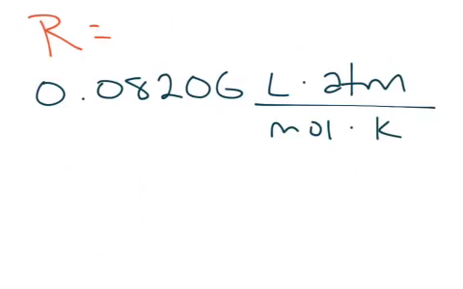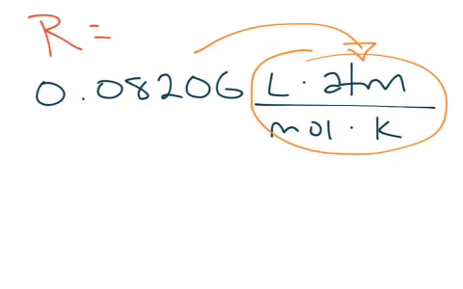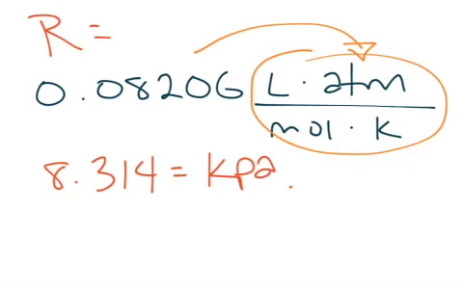Your options for the R constant: the one that they use the most is the one that matches with atmospheres. The R constant has all of the units in it. It's got liters, it's got a pressure unit, it's got moles, and it's got Kelvin, so it'll cancel everything out. The other one that we use a lot is 8.314, which matches with kilopascals. That would go here. It still has liters, moles, and Kelvin.